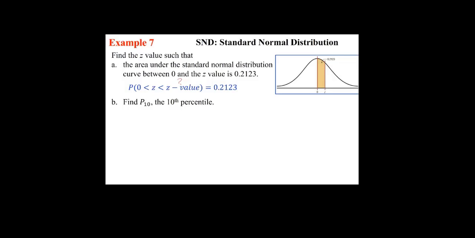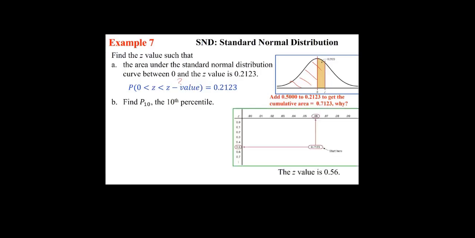One easy way, remember, if you go with the positive z-score, it goes all the way from negative infinity to the z-score. So you need to add 0.5. You need to add this area. And so you add 0.5. I hope everyone understands why. This is for the sake of reading. And you go to the table. In the body, you look for 0.7123. And according to this, the answer would be 0.56. Or you can use the technology as it was discussed, using inverse normal distribution.